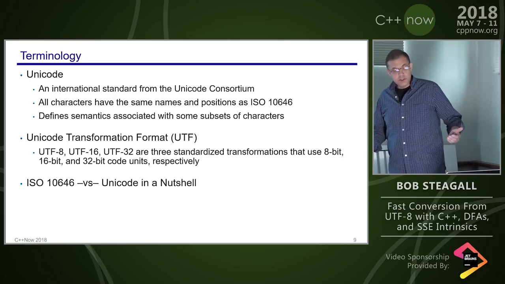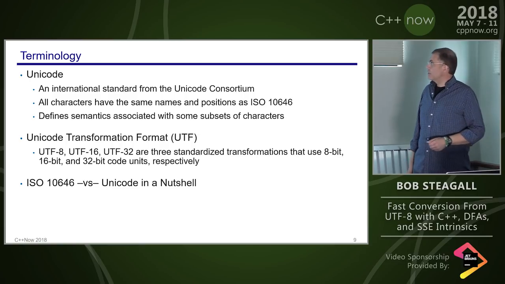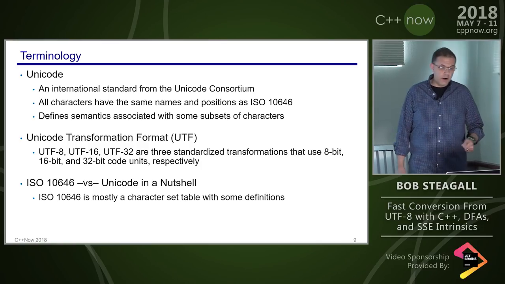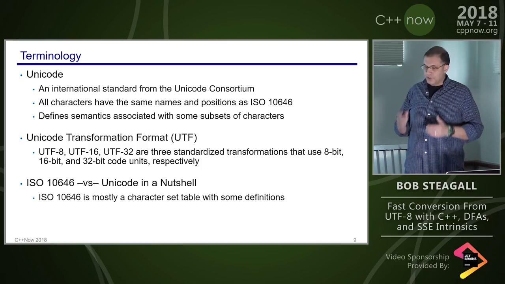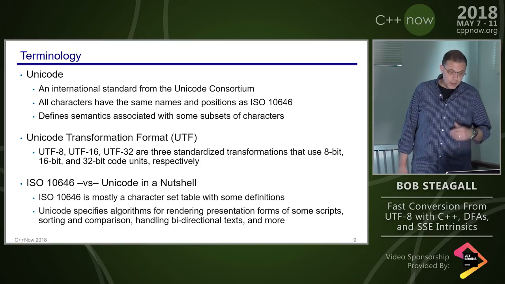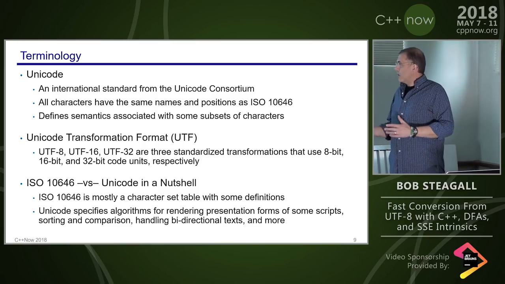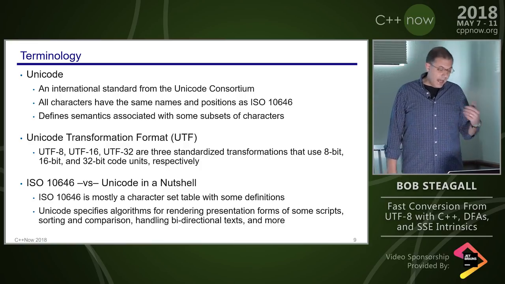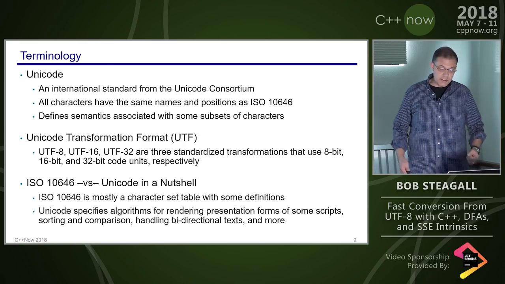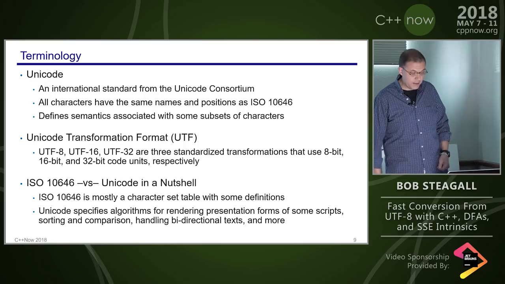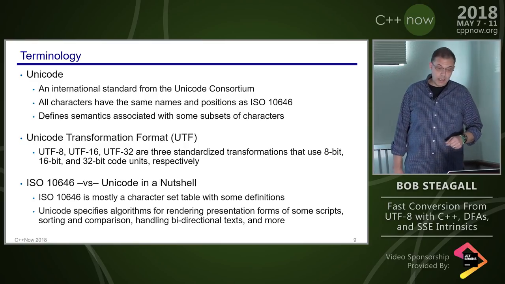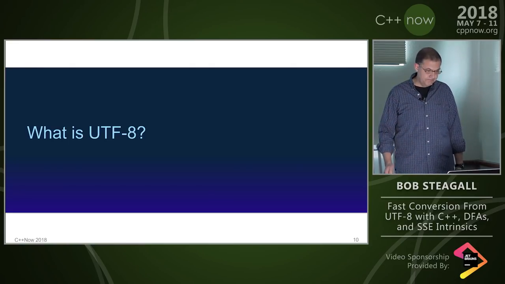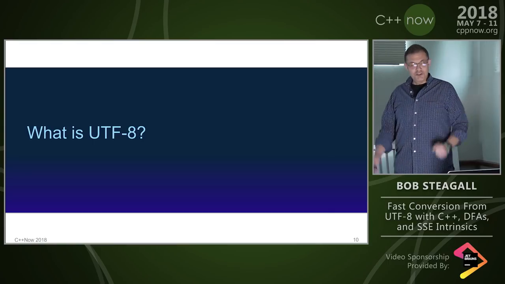So you may ask, reasonably, what's the difference between ISO 10646 and Unicode? Well, as I said before, 10646 is mostly a character set table that assigns names and positions to characters. Unicode does that and more. It specifies, for example, algorithms for how to render certain sets of characters, algorithms for handling bidirectional text that may include mixes of, say, Hebrew and Latin characters, algorithms for string searching and comparison, and, of course, the algorithms for the transformation formats. Good, we got through the definitions.